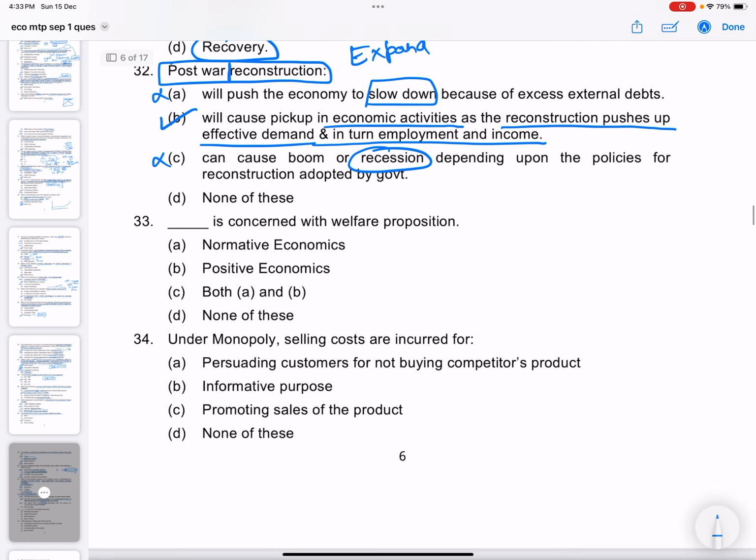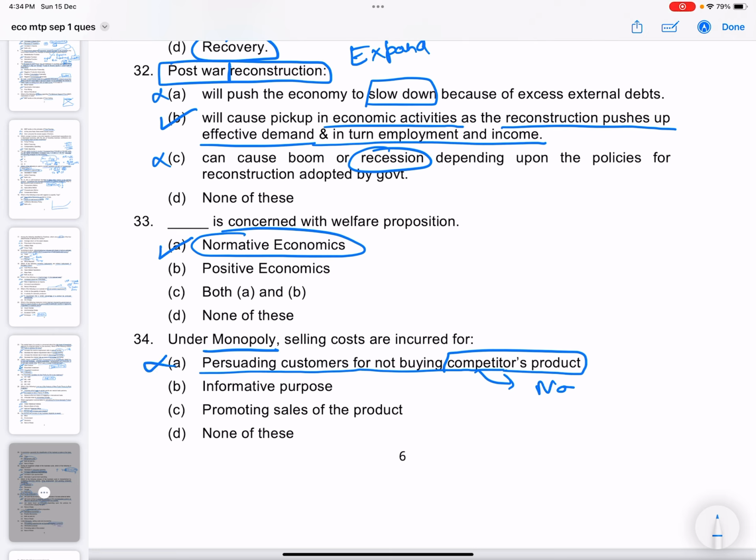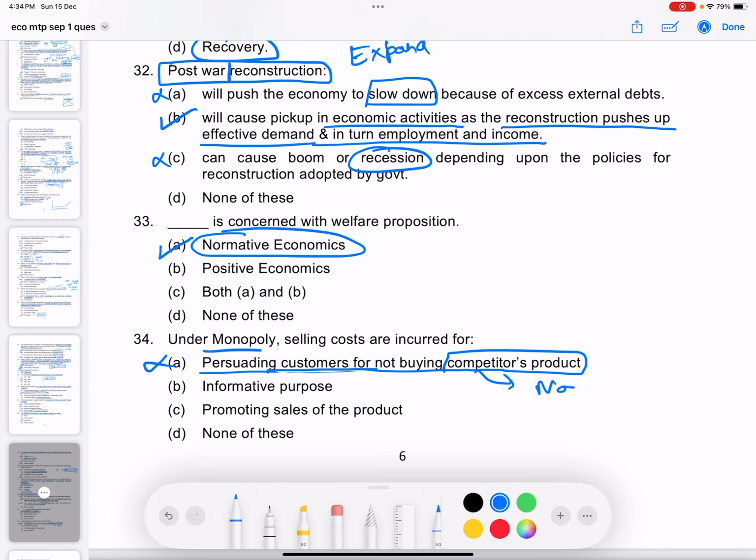Dash is concerned with welfare proposition. So normative economics is concerned with welfare proposition. Okay. Under next question, under monopoly, selling costs are incurred for persuading customers for not buying competitors' product. Now we have a monopoly, so there is no competition, right? There is no competitor, so this cannot be right. Okay. Selling cost, you make advertisement, it could be for informative purpose, but at the end of the day, the goal is to promote the sales of the good.